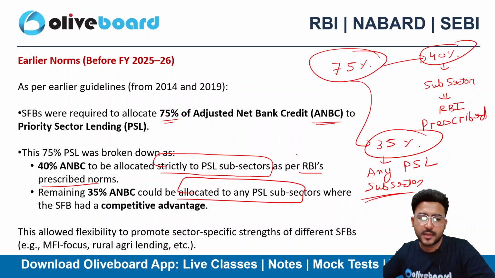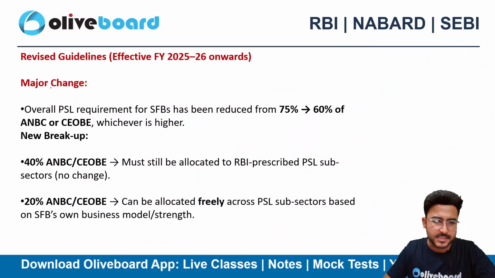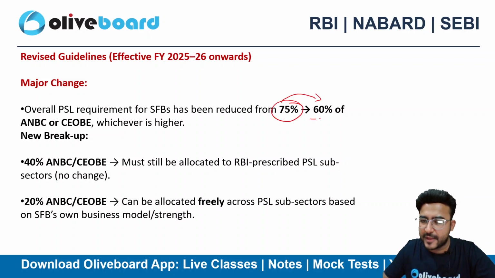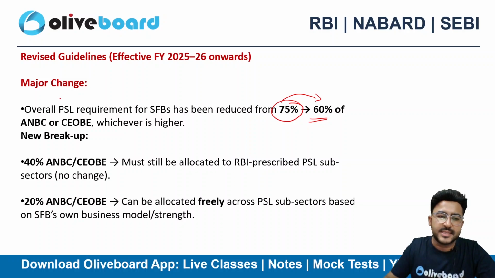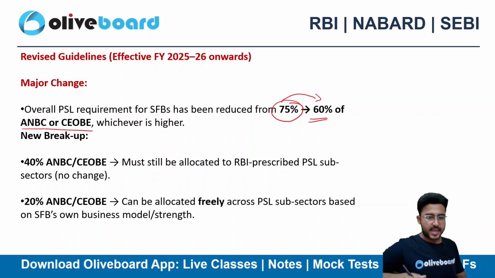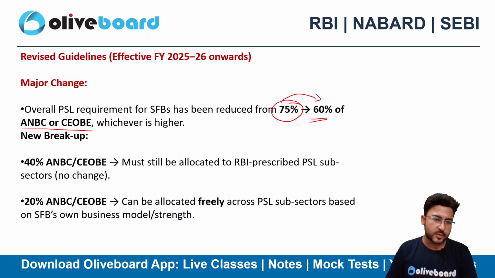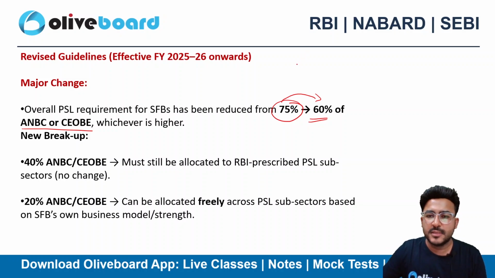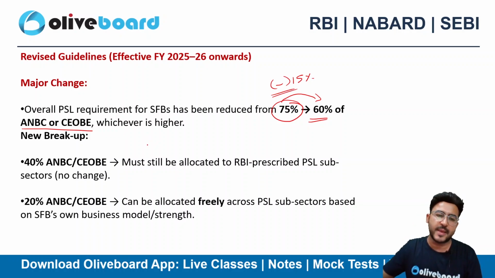What is the current provision after this revision? There is a major change in it. First thing, they have slashed the PSL target from 75% to 60%, right? 60% of ANBC or CEOB, that's applicable in the previous as well. CEOB is also considered, right? So they have slashed it by 15%. There is a 15% reduction in the PSL requirements overall for small finance banks, right?